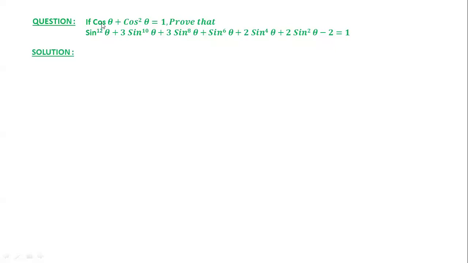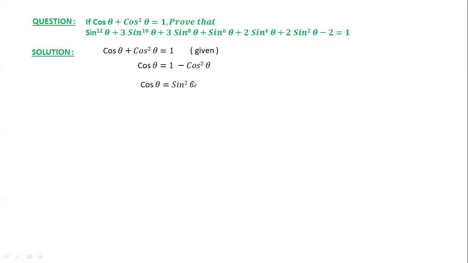Now what is given? This is given. So let us write that first. Cos theta plus cos square theta is equal to 1. So let us take cos square to this side. It becomes cos theta is equal to 1 minus cos square theta. 1 minus cos square theta is the identity, you know it is equal to sine square theta. So cos theta is sine square theta.